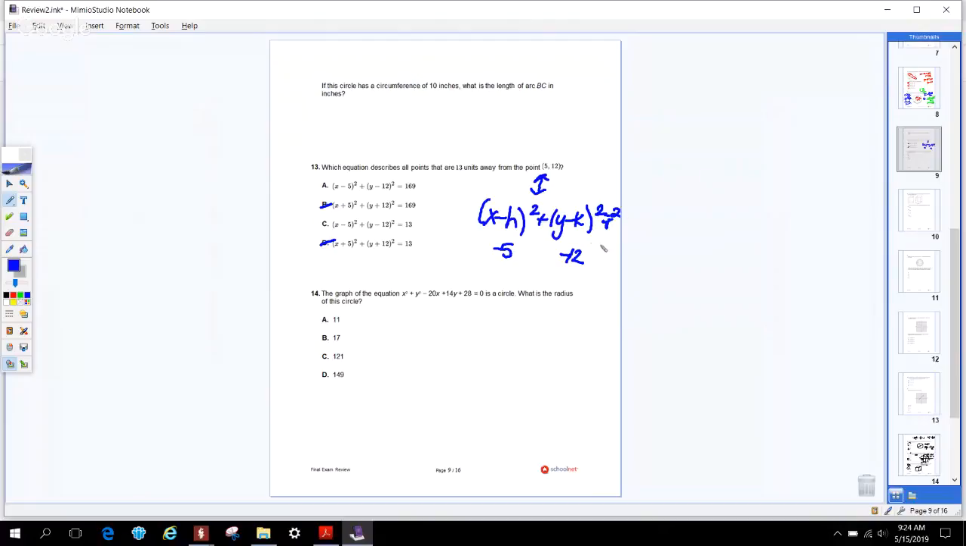The other thing is the formula says radius squared. So if it's 13 units away, 13 squared is going to give us 169. So that's why our answer is choice A.